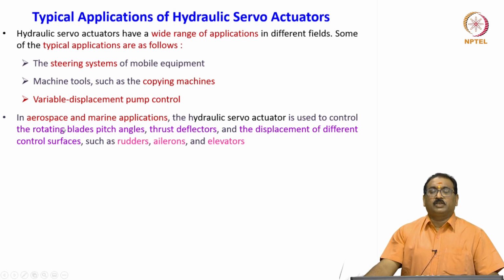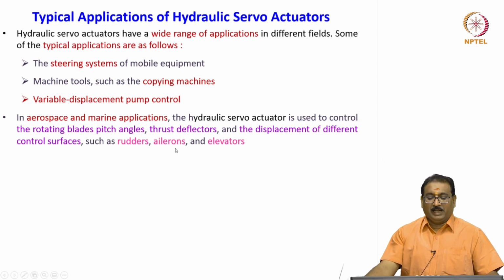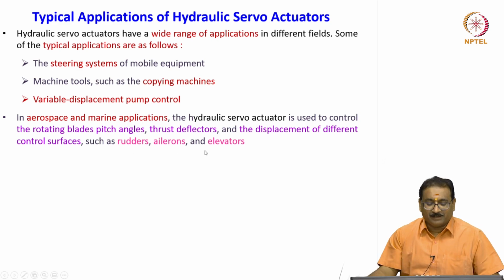In aerospace and marine applications, the hydraulic servo actuator is used to control rotating blades, pitch angles, thrust deflectors and the displacement of different control surfaces such as rudders, ailerons and elevators.